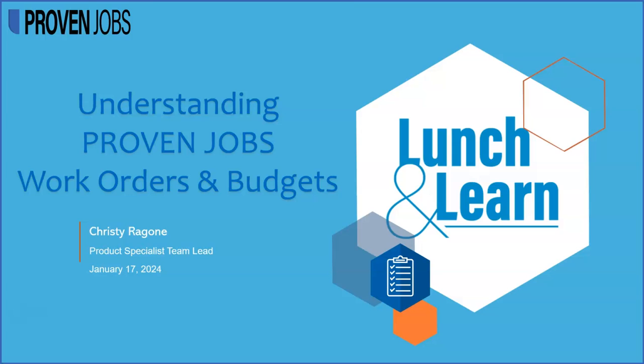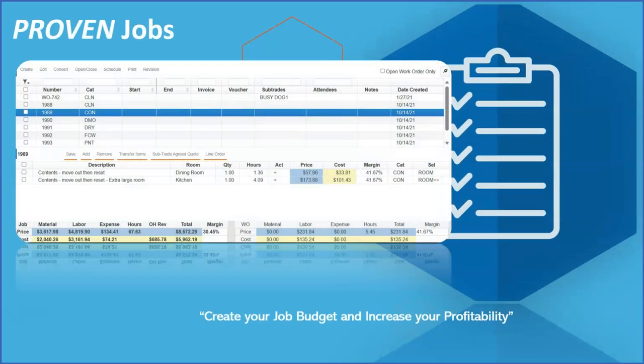In today's Lunch and Learn, we will take a look at one of my favorite aspects of Proven Jobs, work orders and budgets. Proven Jobs Work Orders tab allows you to not only import estimates from estimating platforms such as Xactimate and Symbility's CoreLogic, but also allows you the ability to create your own estimates, work orders off the cuff. This also enables you to utilize these work orders to create a budget based off of a margin to keep your job in check, to know where you stand as you are incurring cost.